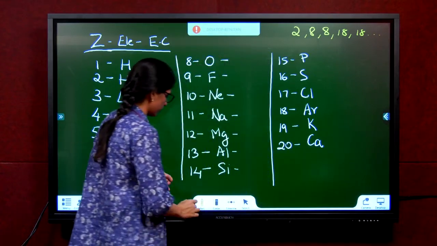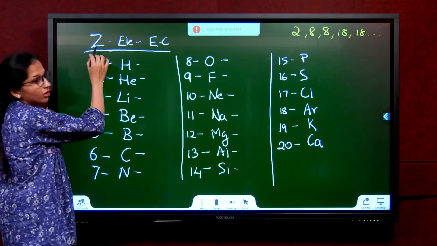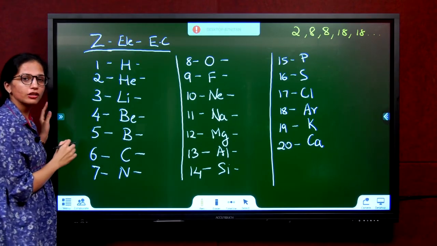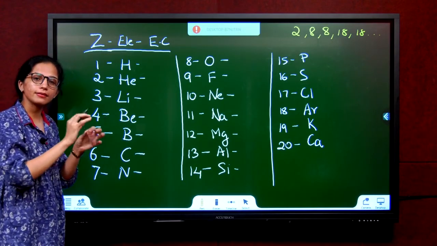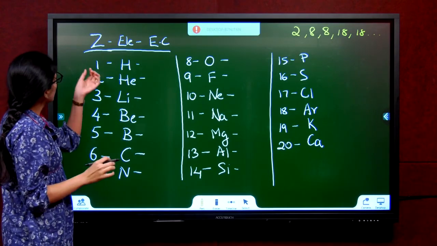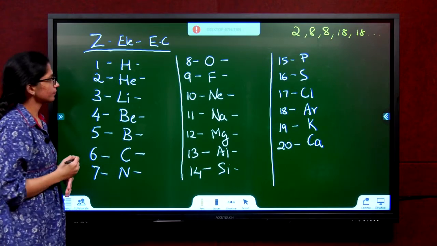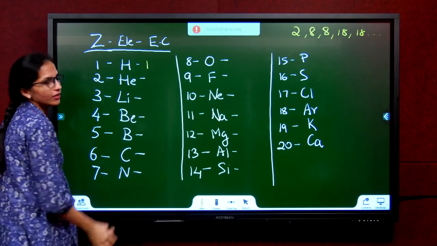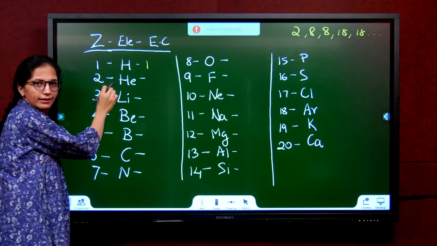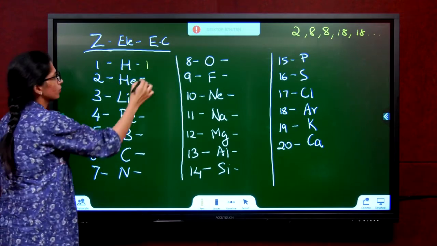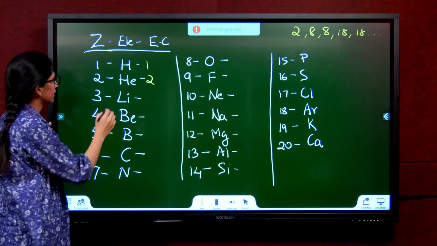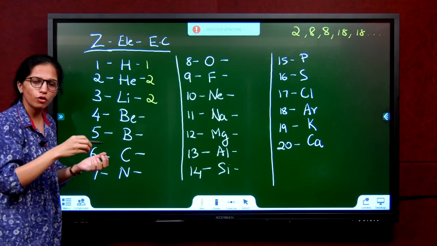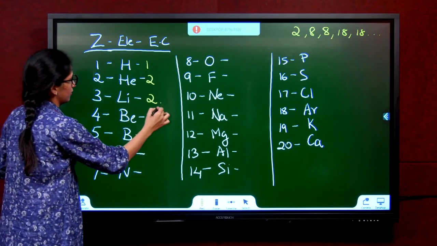So for each element, first is the atomic number, then the element name or symbol, and the electronic configuration. What is electronic configuration? How you fill the shells, that is called electronic configuration. First one, hydrogen. You can see atomic number is 1. I have only 1 electron, it will go and sit in the first shell. Helium has 2 electrons, first shell can hold up to 2, so they sit. Next, lithium, 3. First shell can hold only 2, can't hold one more. What will you do with it? Put it in the next shell.